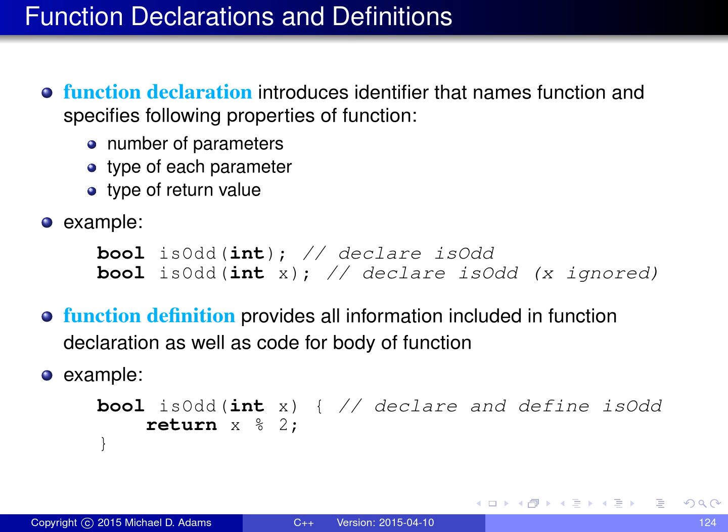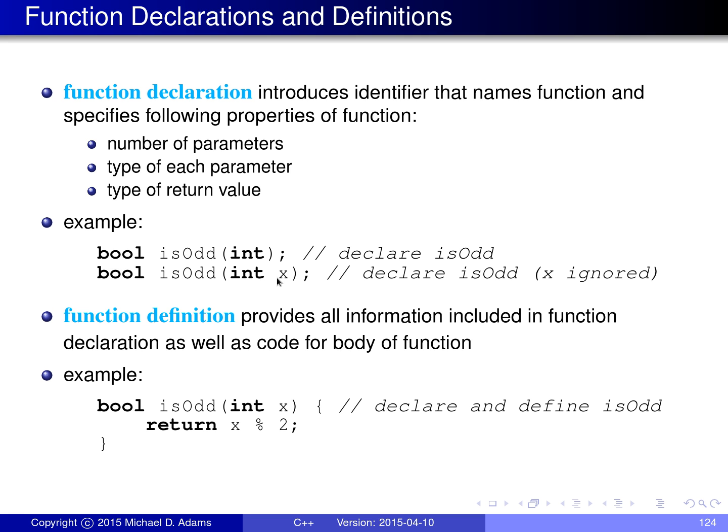A declaration of a function introduces an identifier that names a function and specifies the following properties of the function: the number of parameters that the function takes, the type of each parameter, and the type of the return value of the function. To give an example of a function declaration, we have a function that's named by the identifier isOdd, and this particular function takes a single parameter, the parameter has type int, and the return value of the function is type bool.